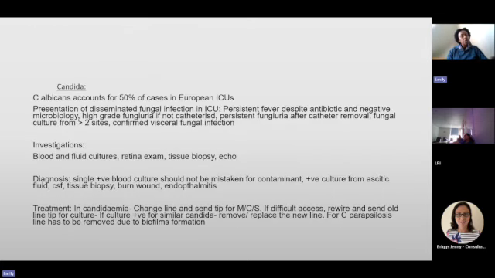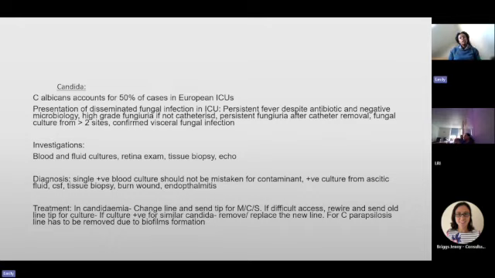Candida. The other fungal infection is Candida, where most of the patients in our ICU, 50%, would be having Candida albicans.